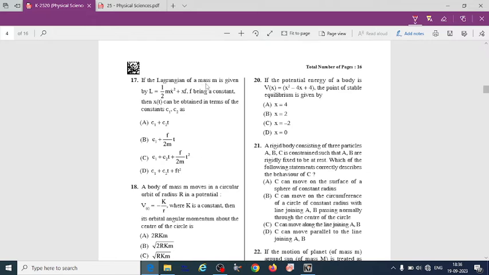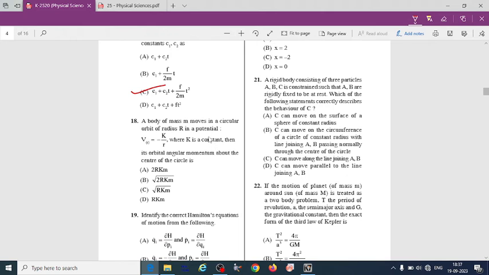If the Lagrangian of a mass m is given by L equal to half m x dot square plus xf, f being a constant, then x of t can be obtained in terms of constants c1 and c2. 17, that is option C, c1 plus c2t plus f by 2m t square.